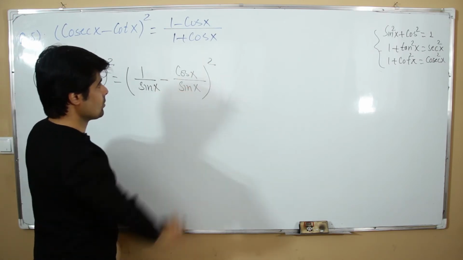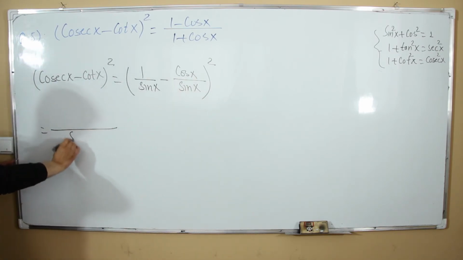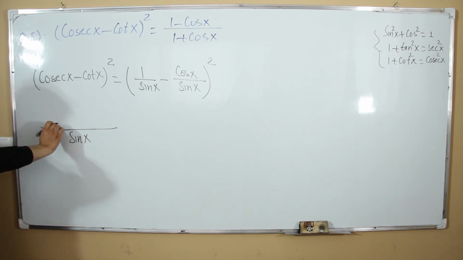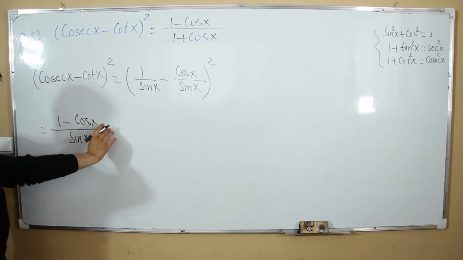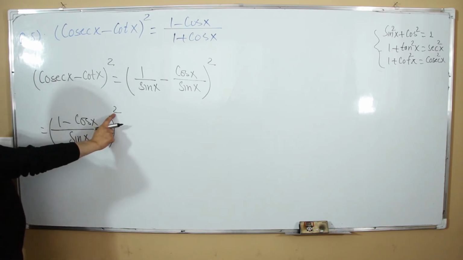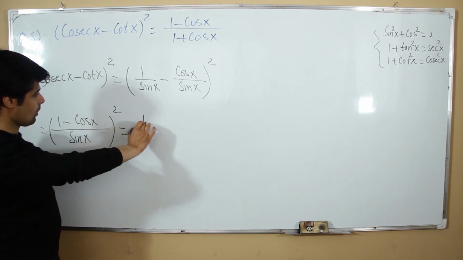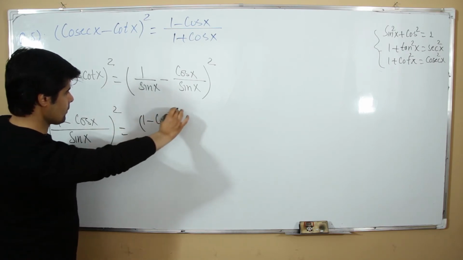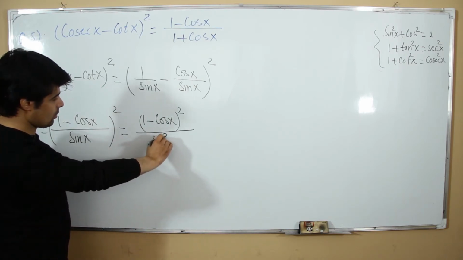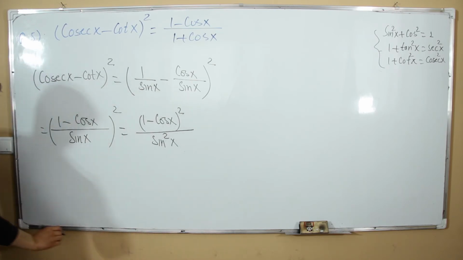Yes. Whole square. Now we have a factor in denominator. So our factor is sine x. Our numerator would be 1 minus cosine x whole square. Am I right or not? Yes. Now this square belongs to the numerator and denominator, so I can write 1 minus cosine x whole square divided by sine square of x. Am I right? Yes.